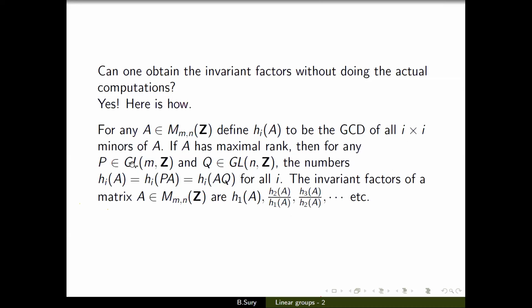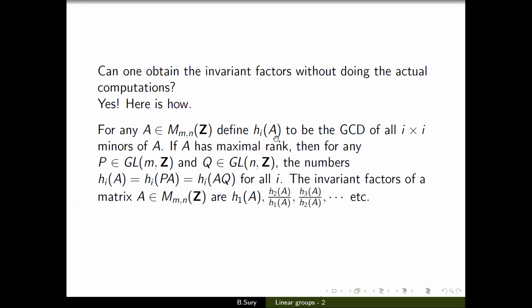Why they don't change is very easy to see, because these matrices are actually generated by elementary matrices, which are like the identity matrix except for one entry at some ij-th place, i not equal to j, which is a non-zero integer. Such matrices will generate them. When you multiply by an elementary matrix, you can easily check the GCD does not change. You are adding a multiple of the i-th row to the j-th row, and you find that this GCD does not change. So you only need to check that, and then that all such matrices generate this. Once you have those facts, then for any element of GL_m(Z) and any element of GL_n(Z), these are the same. That means the invariant factors do not change after doing P from this side and Q from that side.